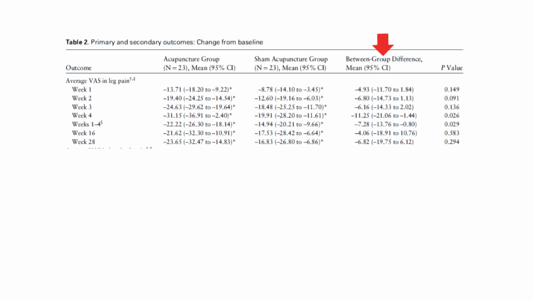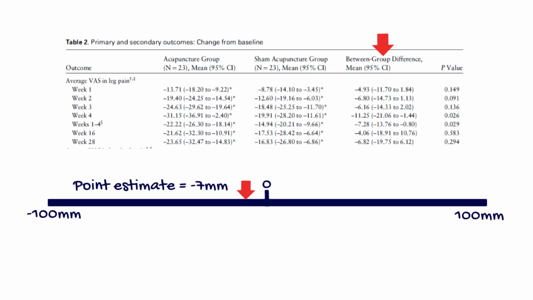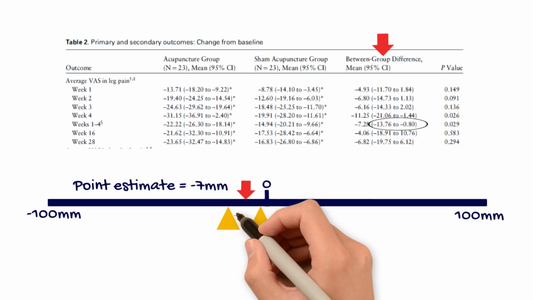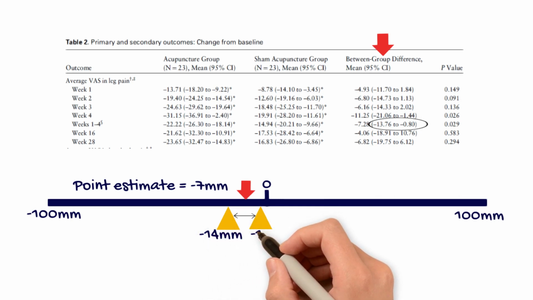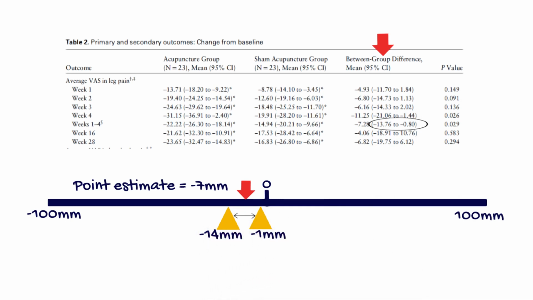Immediately following the intervention, the point estimate is a 7-point difference in change in leg pain, favoring the acupuncture group. The confidence interval range is between 14 millimeters and 1 millimeter greater improvement in the acupuncture group. This means that if you continue to repeat this experiment 95% of the time, the effect of acupuncture is that it lowers leg pain anywhere from 1 millimeter to 14 millimeters more than sham acupuncture. Note that this range suggests the real benefit of acupuncture immediately following treatment is likely to be very small and not clinically important when compared to sham.